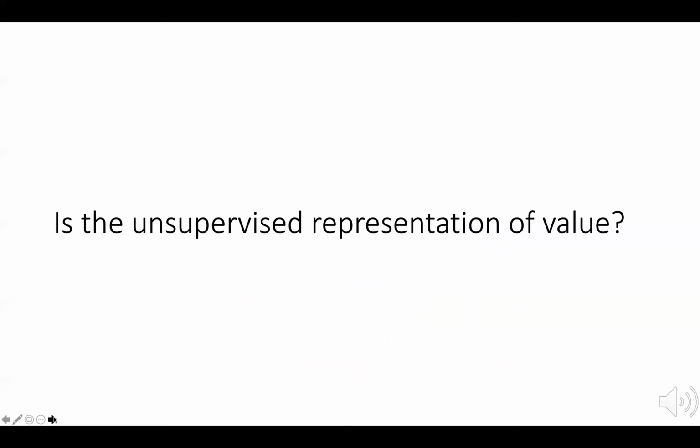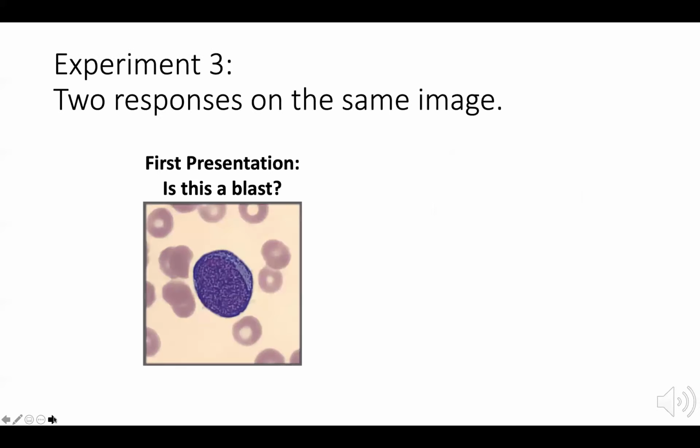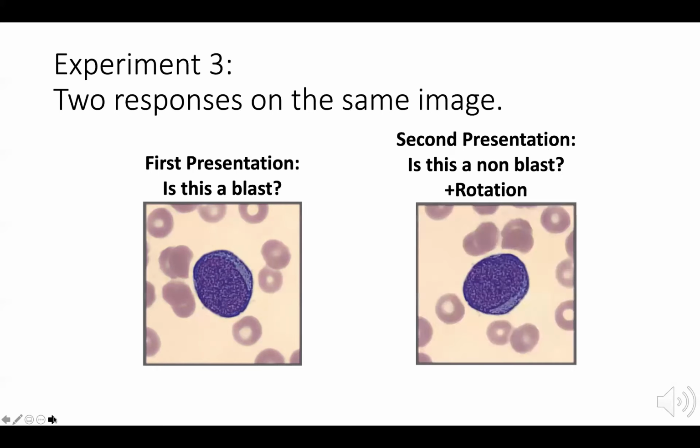Now we wanted to see if the unsupervised representation is still of some value, whether it could be used in some cases. We have this unique data set where we have two responses on the same image, from 34 novice participants. Again, these were undergraduates at Vanderbilt University, and they went through a brief training phase before the main trial. In the first presentation of the image, the person was asked, is this a blast cell? In the second presentation, in a technique called dialectic bootstrapping, the same image was rotated and the question was asked, is this a non-blast cell?